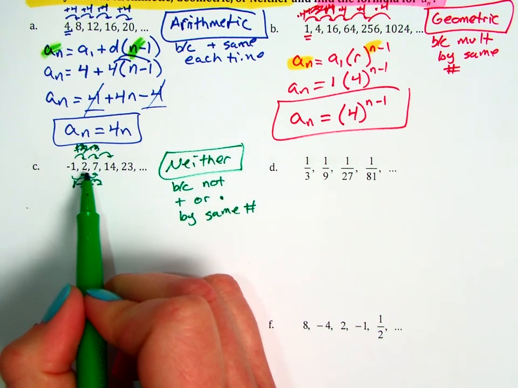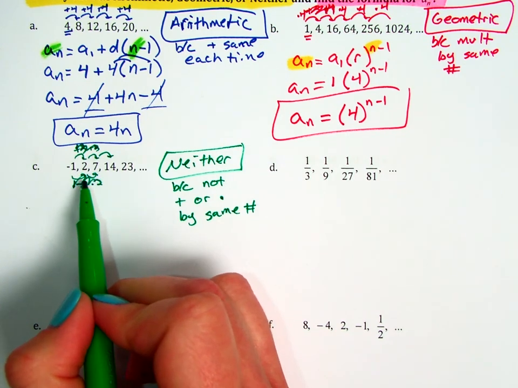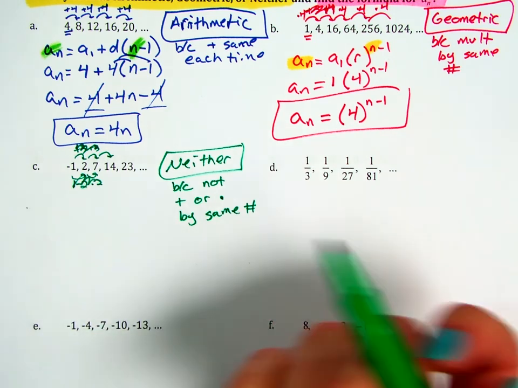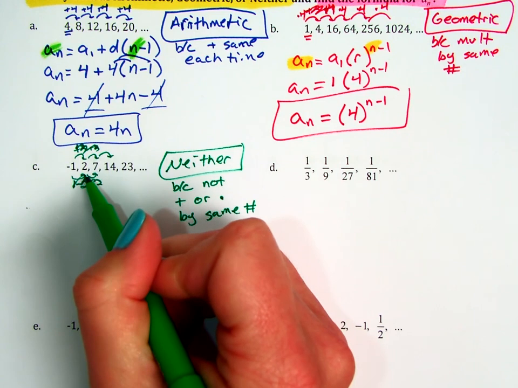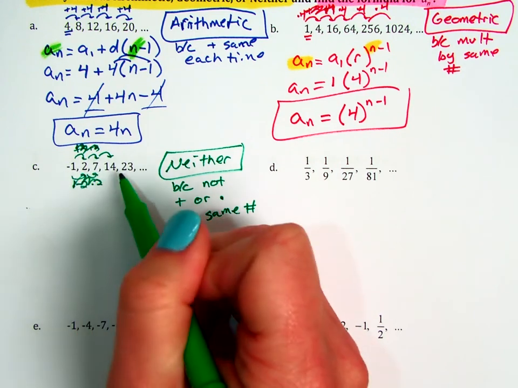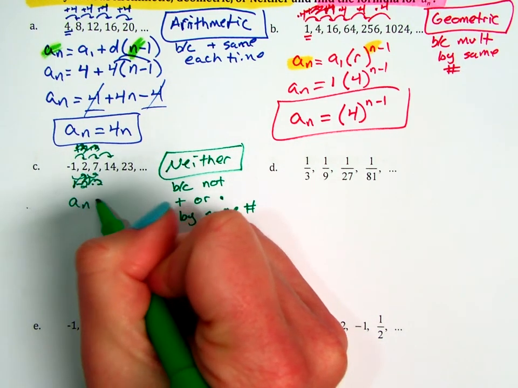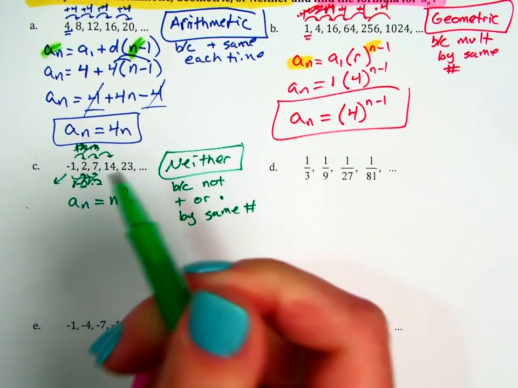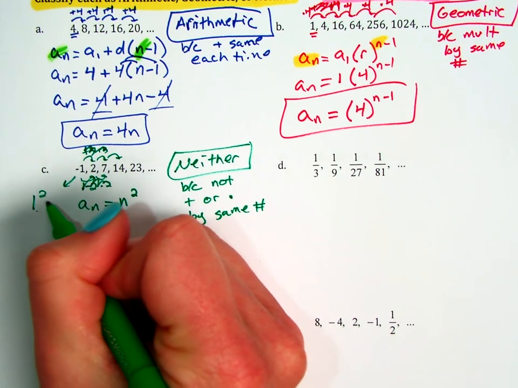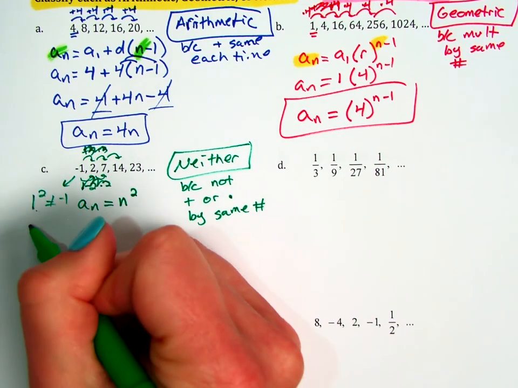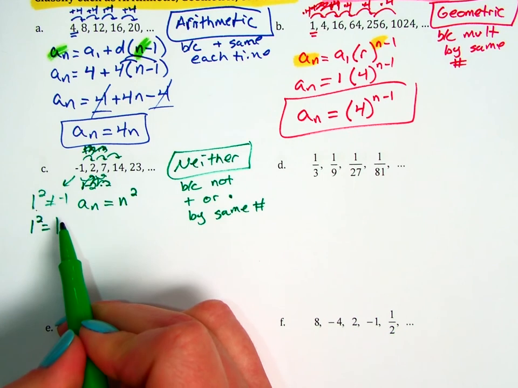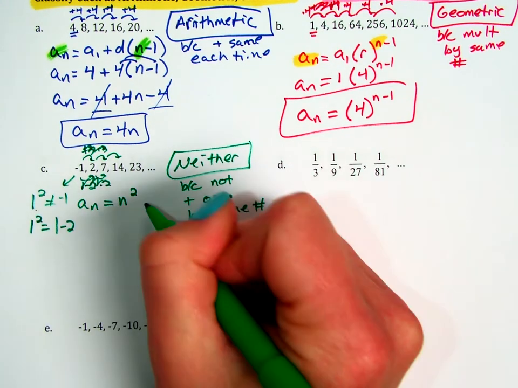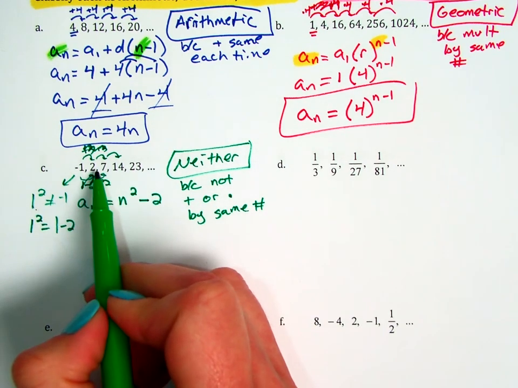So I have to think, is there some sort of pattern here that would help me get to these numbers? So normally we would start out with squaring or cubing, right? Well, cubing would get me much bigger numbers. So I'm going to start out with a sub n equals n squared, right? Well, this one is a 1, so 1 squared does not equal negative 1. But 1 squared equals 1. And what would I have to do to 1 to get to a negative 1? Well, I would have to subtract 2.